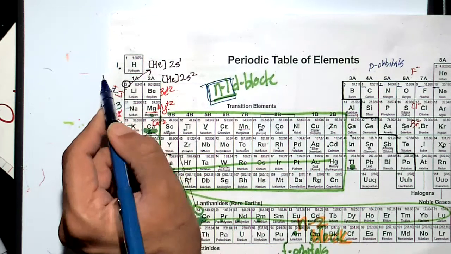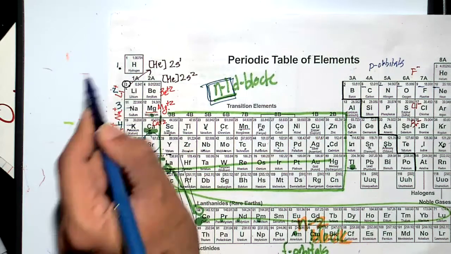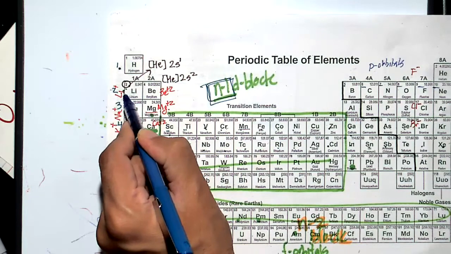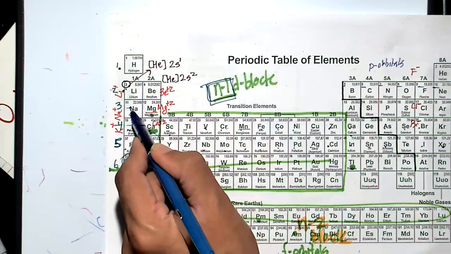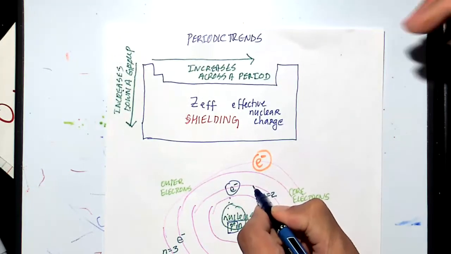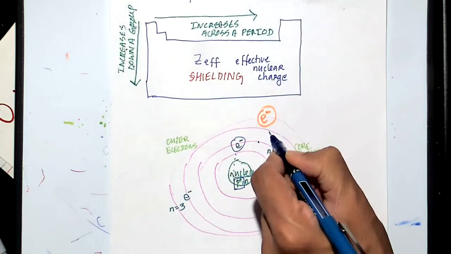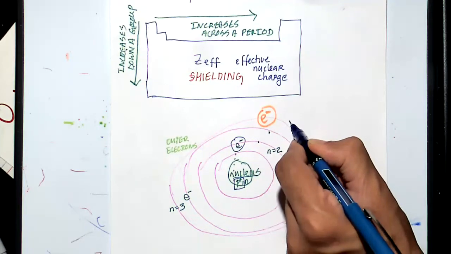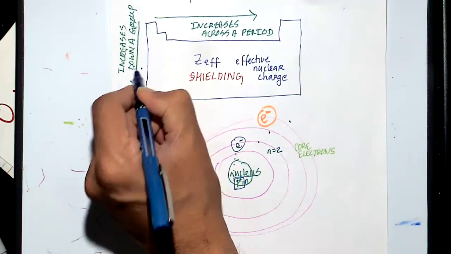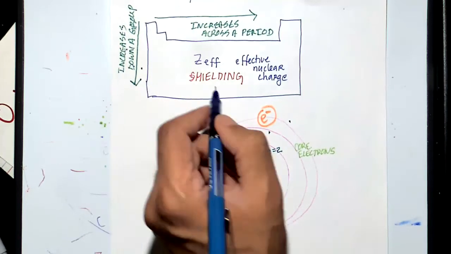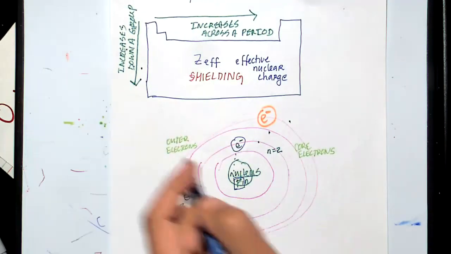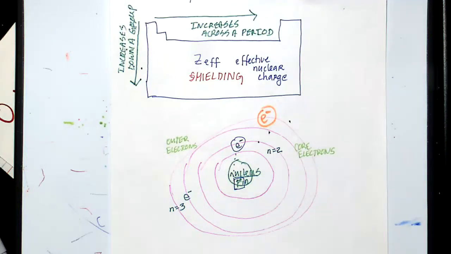What gets increased as you go down a group? N equals 1, N equals 2, N equals 3, N equals 4, then 5, 6, 7, outer, outer, outer. So as you go down a group, you're getting more outer electrons. As you go across a period, you're filling more electrons.